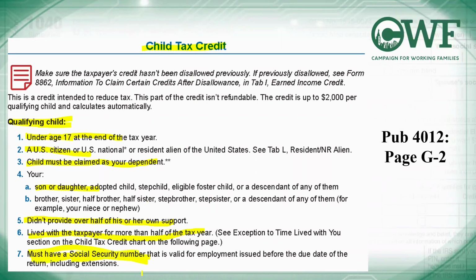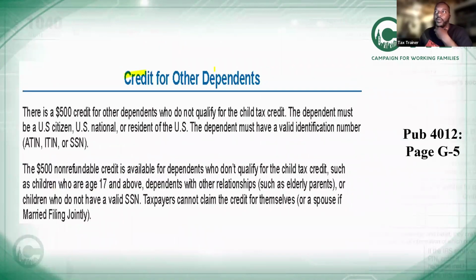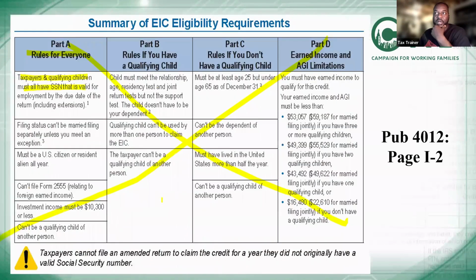So that's one of the differences. All right. Okay. And then there's another credit for other dependents. And these are for people that don't qualify for child tax credit. So that could be somebody that is 17 and above. Is there a kid that's 17 and above?